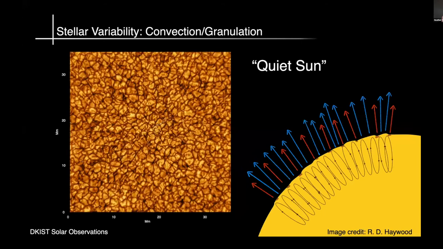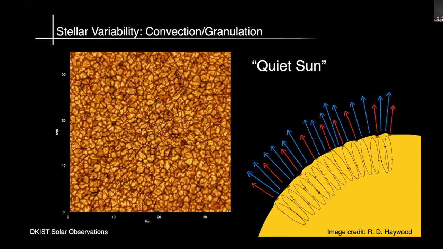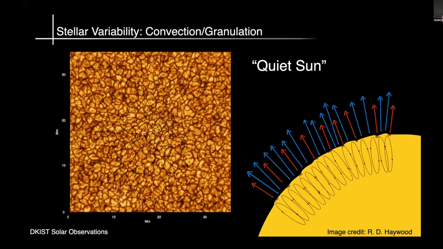For our sun, there's about 10^6 granules overall. So a lot of that averages out. But you will also notice that these hot bubbles of gas are larger and they're brighter. So the blue shifts dominate overall. So there's this net convective blue shift.